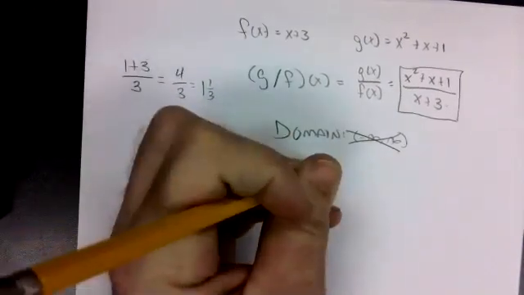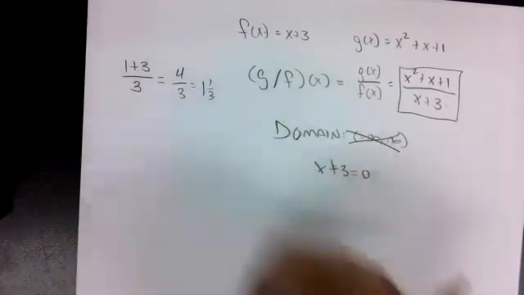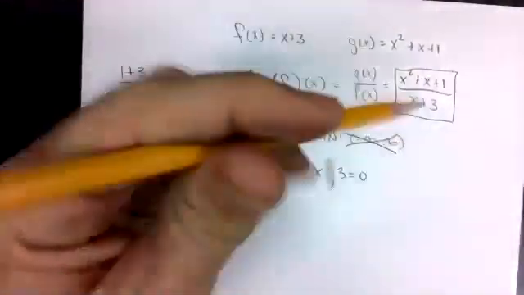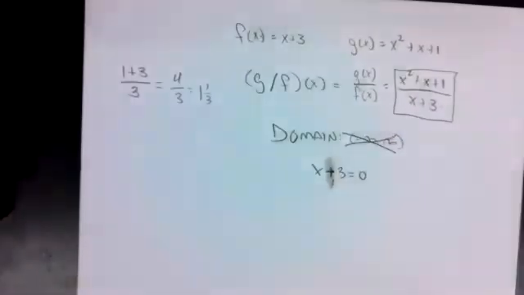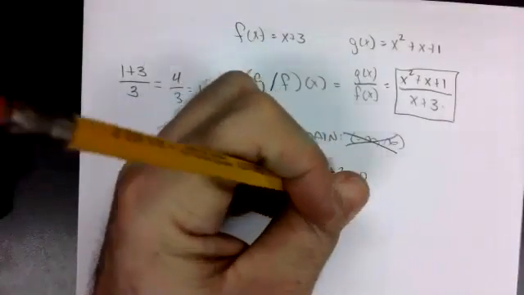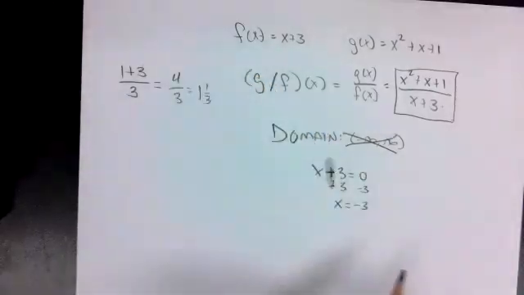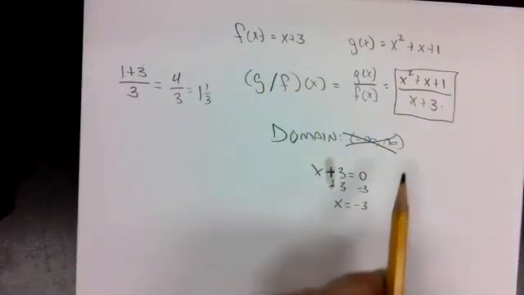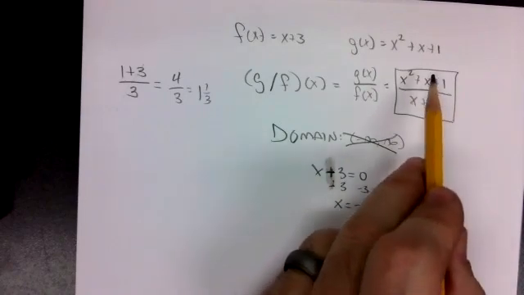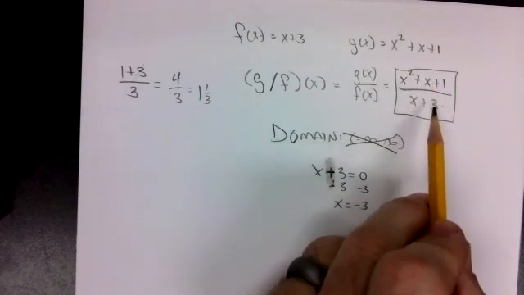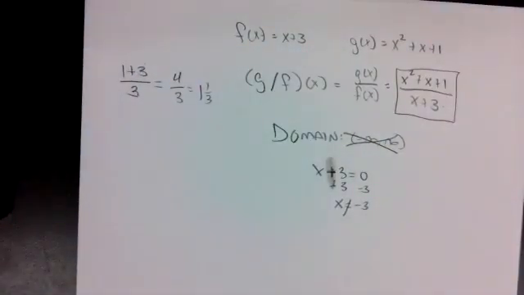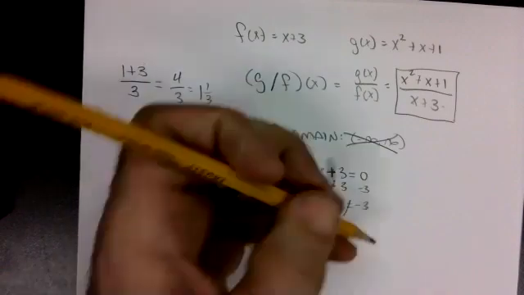So if I set up x plus 3 equals 0, and I solve this for x, okay, -3 causes my bottom to be 0. And in math, you cannot divide by 0. You can't take something and divide it 0 times. That doesn't work. So -3 is bad. It causes division by 0, so we need to eliminate it.